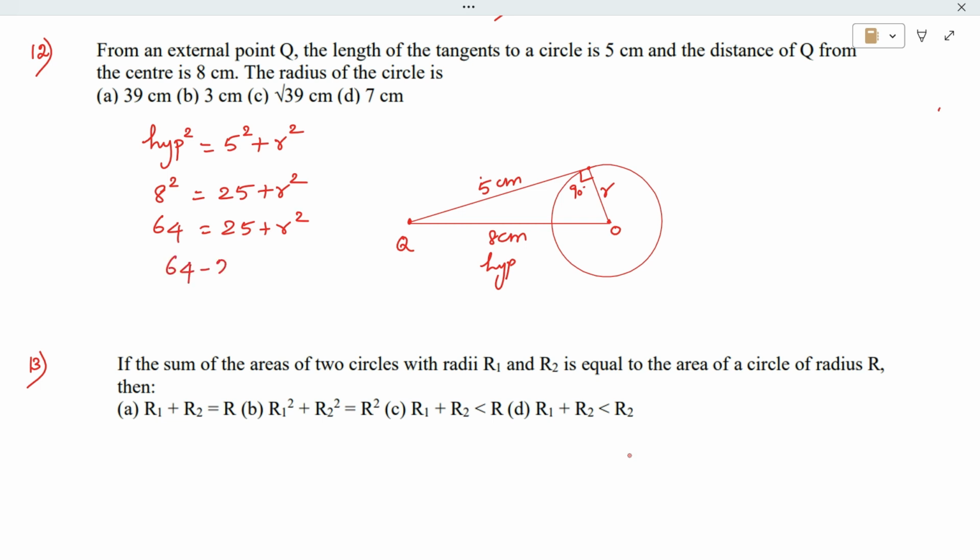64 minus 25, I'm transposing 25 to the other side, is equal to r square. So 64 minus 25 is going to be 39, which is nothing but r square. Now if I need to find r, it is root of 39. Square crosses the equal sign, becomes square root, isn't it? So r is root 39 centimeter, which is option C.